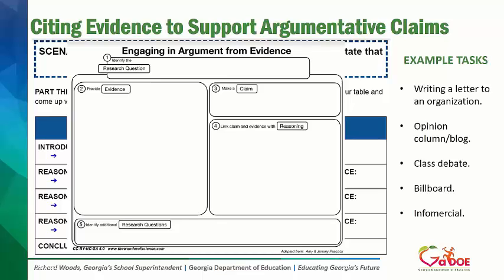For some example tasks, they don't have to be lawyers or anything. They can write a letter to an organization to convince them and cite some evidence for that. They can do an opinion column or blog. They can do a class debate, like in this case, where they had to stand and say this is the reason why the state deserves the water. They can do a billboard educating someone, and usually that has an opinion on it too, so it's more argumentative. Or they can do an infomercial, right?